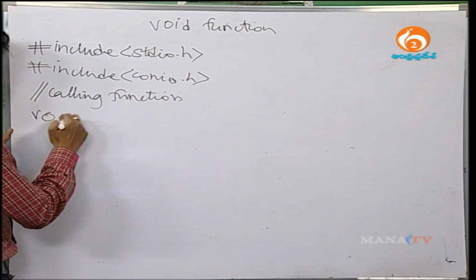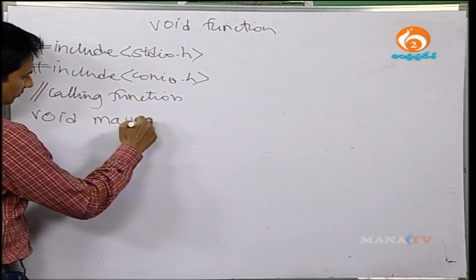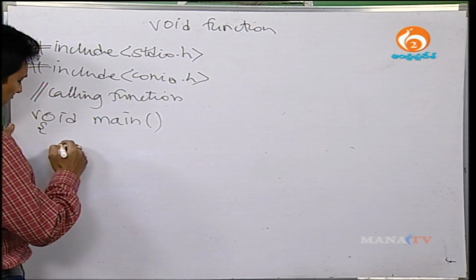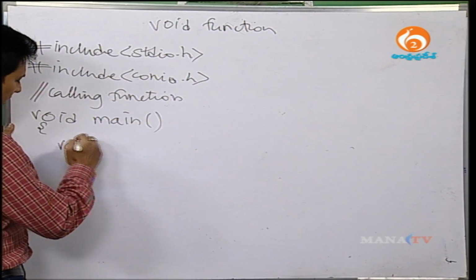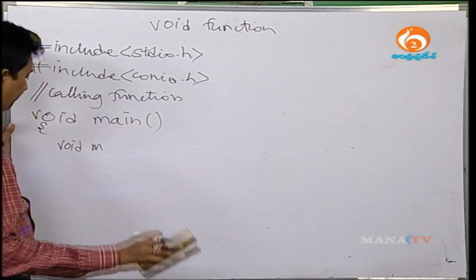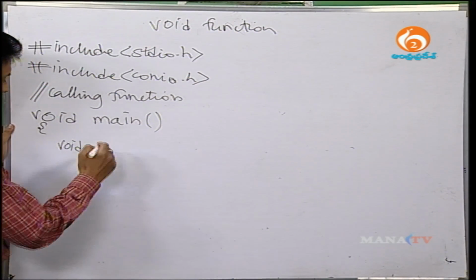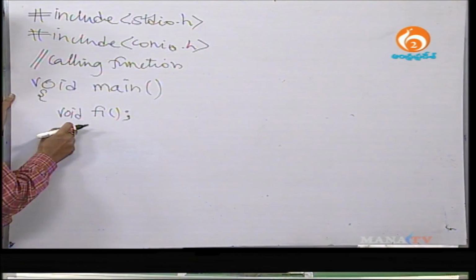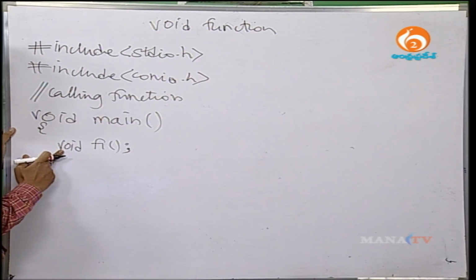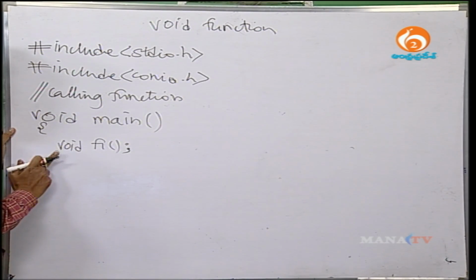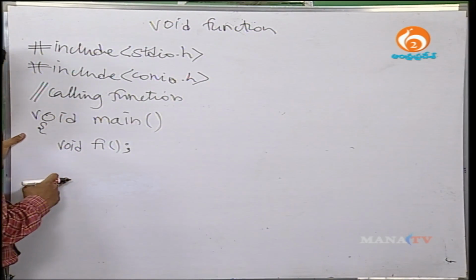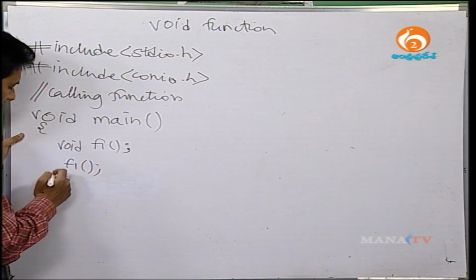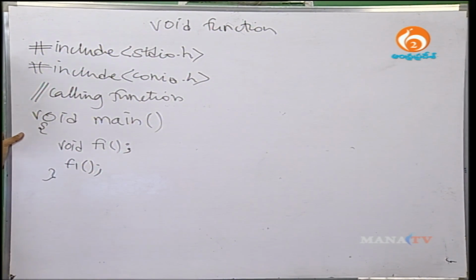The calling function means void main. This is the function prototype, void f1, where f1 is the name of the function. This is the function prototype or function declaration. Before calling a function, we must declare whatever function we are calling. Now I am going to call the f1 function. This is a calling function.